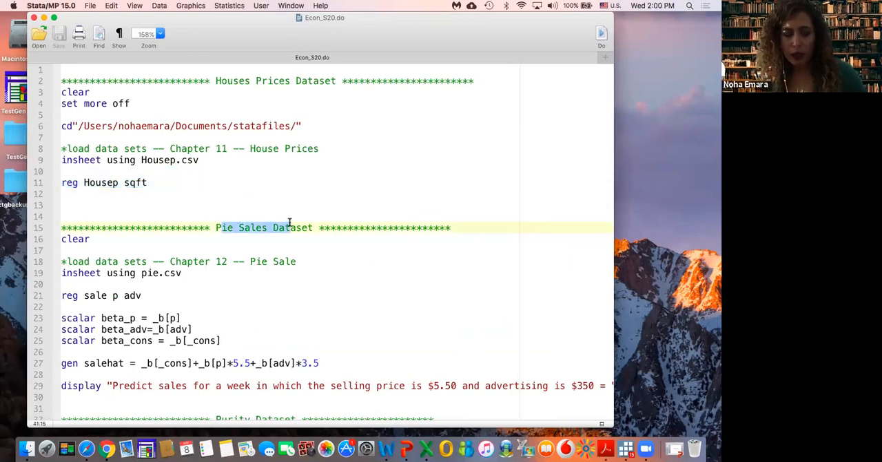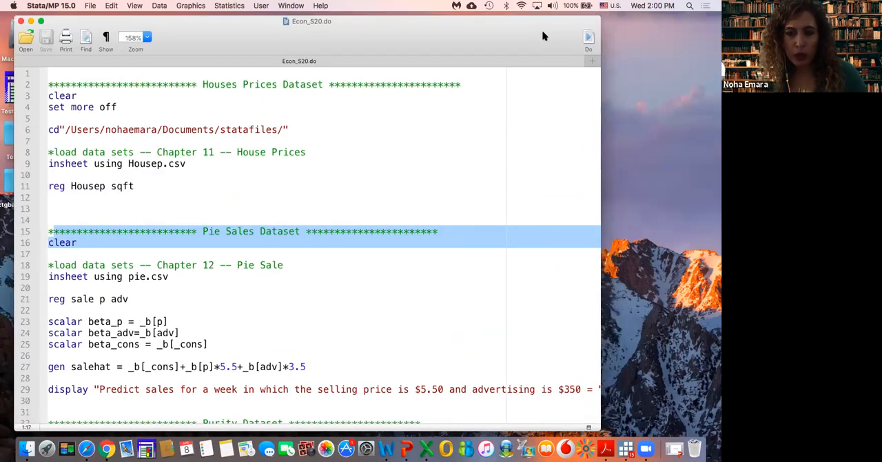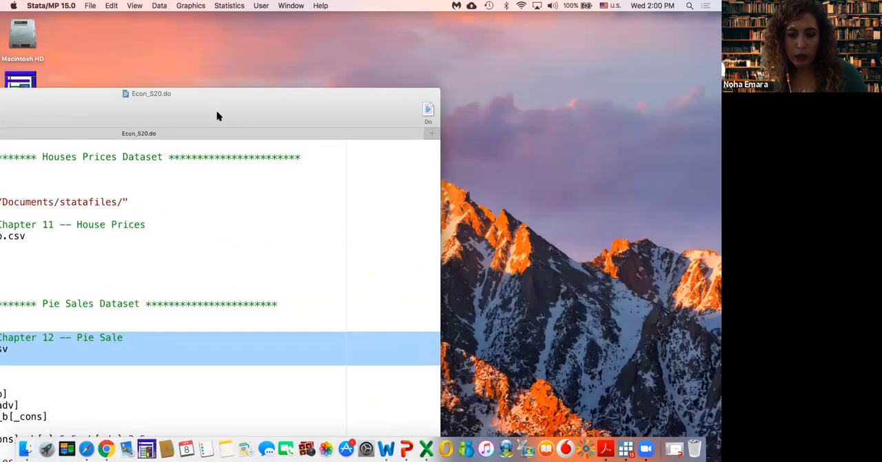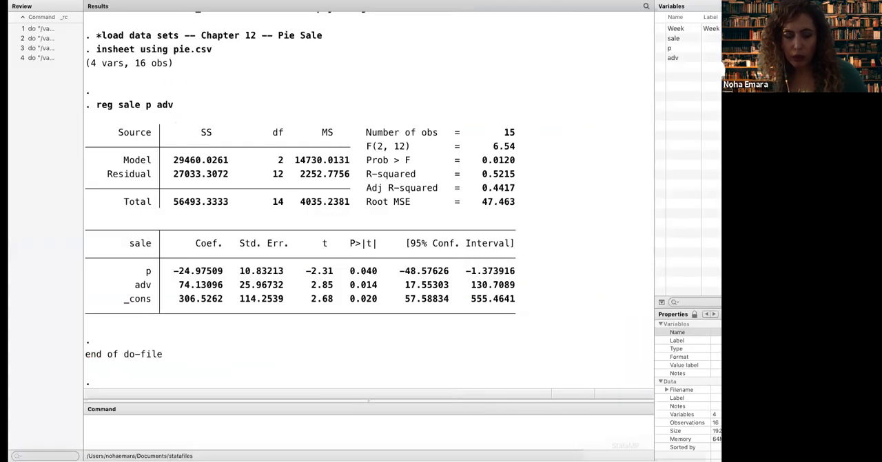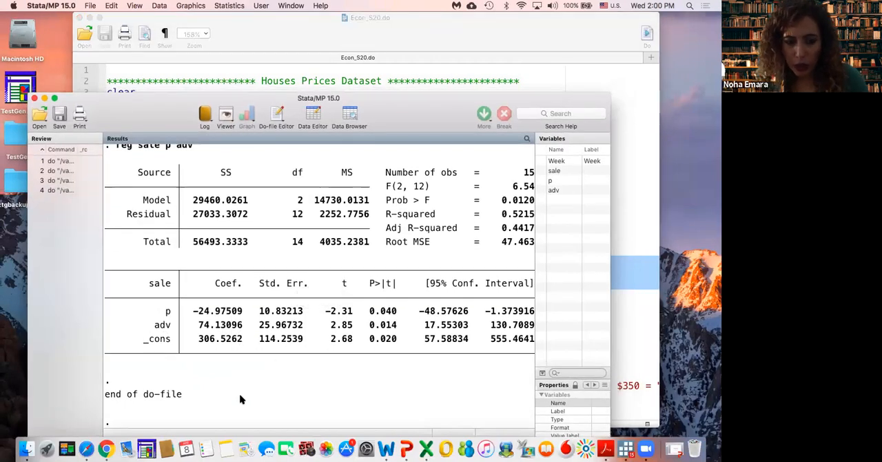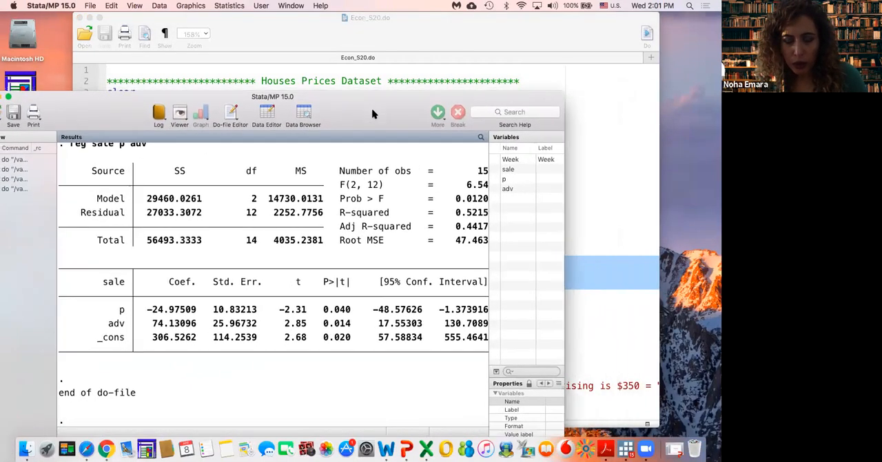So this is the pie sale data set. You can have multiple data sets in one do file, but make sure that you clear every time before you start a new estimation, because otherwise you would get an error message telling you you already have a data set in. Then we get the new data set, we estimate, and you get the results.